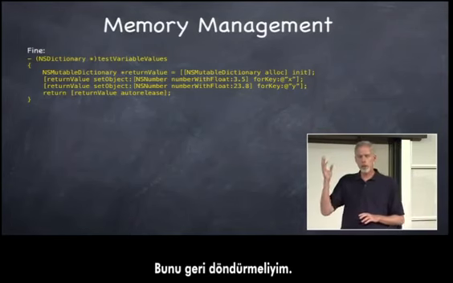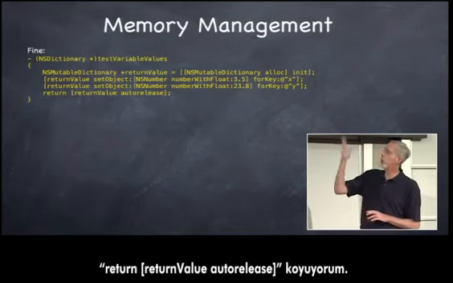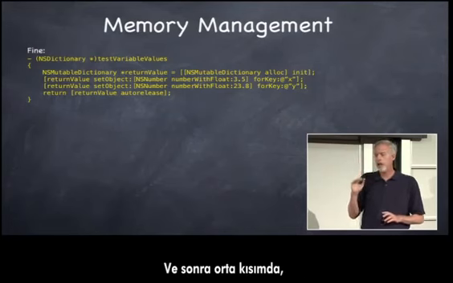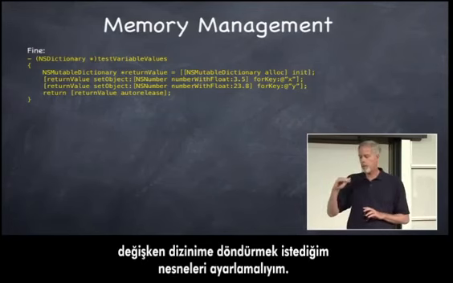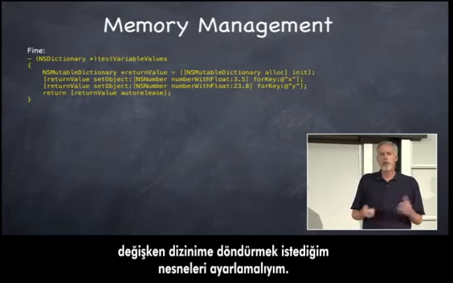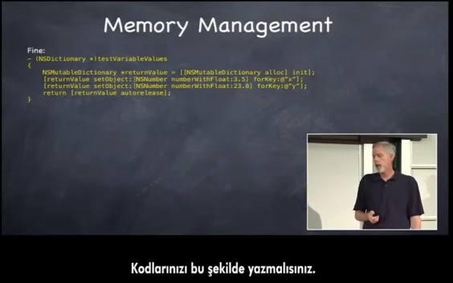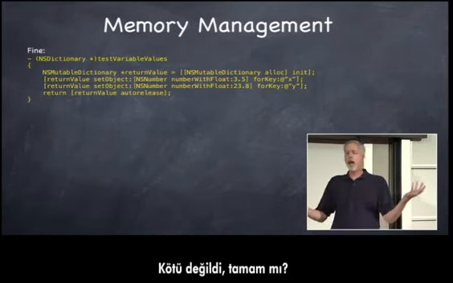It's a local variable. I'm going to return it. So I'm going to put [returnValue autorelease] at the end. I'm going to put that in right away before I forget. And then in the middle, I'm going to set the objects that I want to return in my mutable dictionary. This is probably what you did. You might have done something like this in your code. So that's fine. It's not bad.